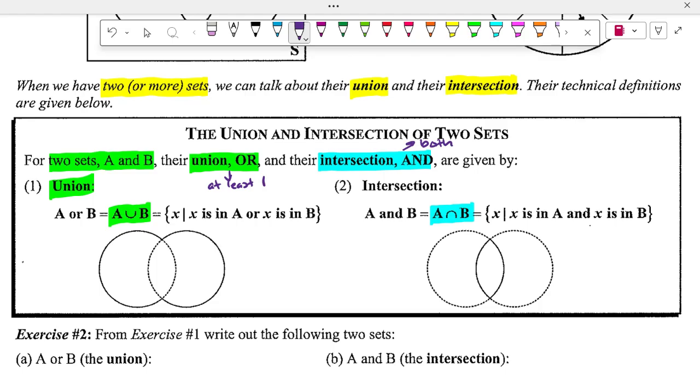Wait, so why does that mean or? Is that a dumb question? Why does union mean or? Why does union mean or? Yeah. So I can explain this.